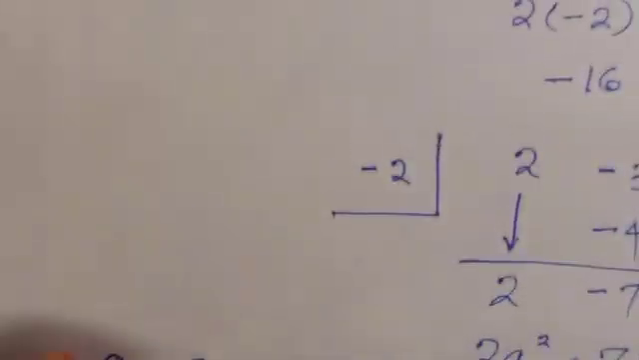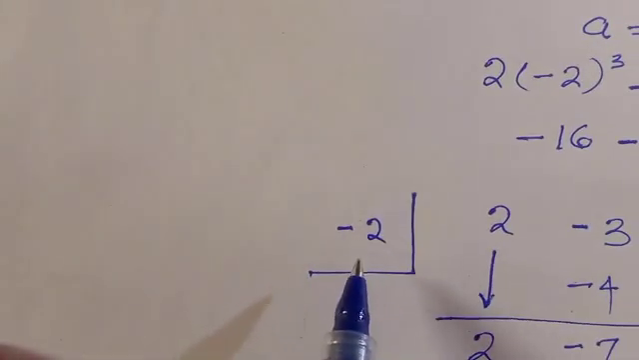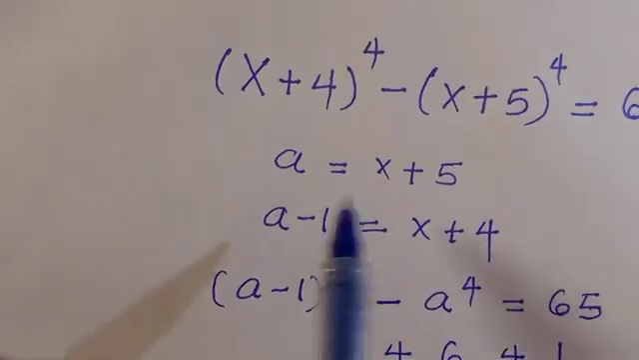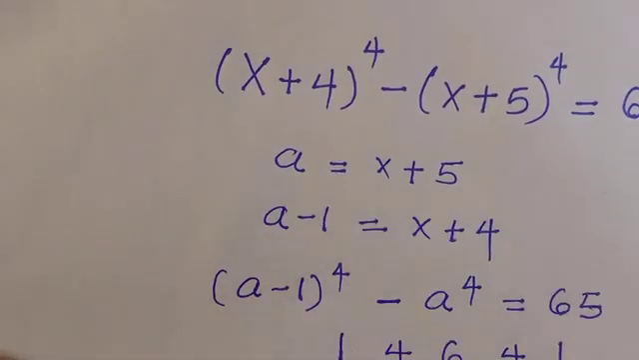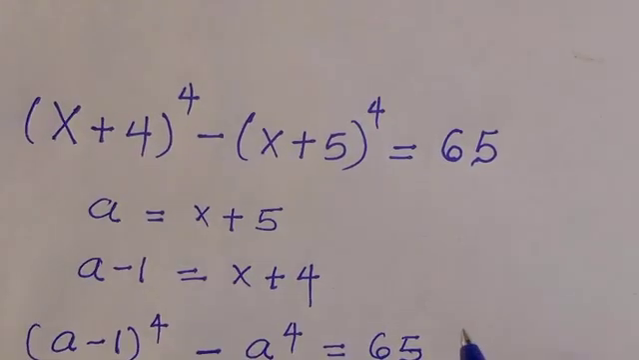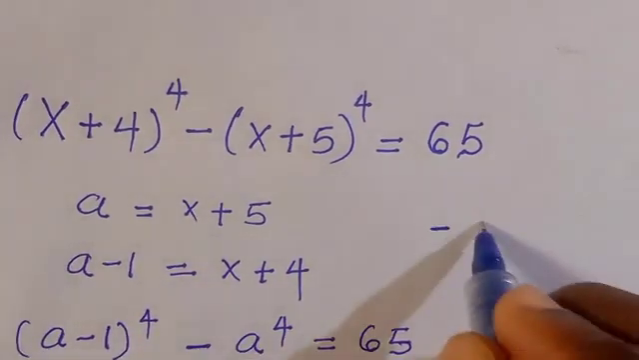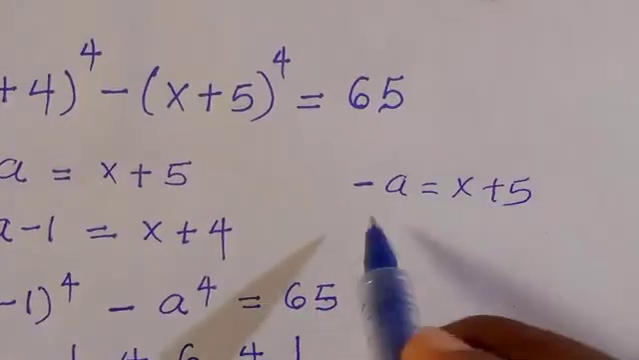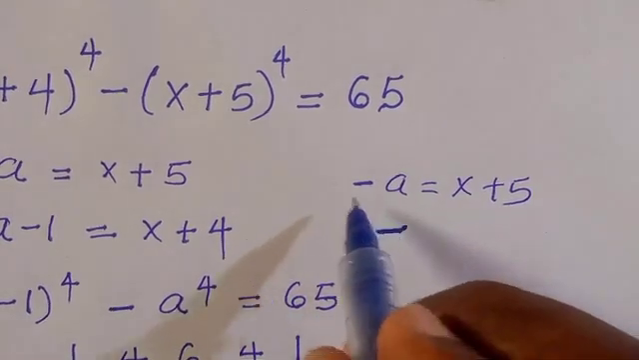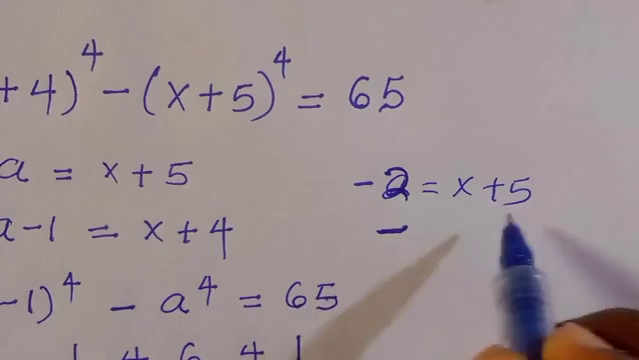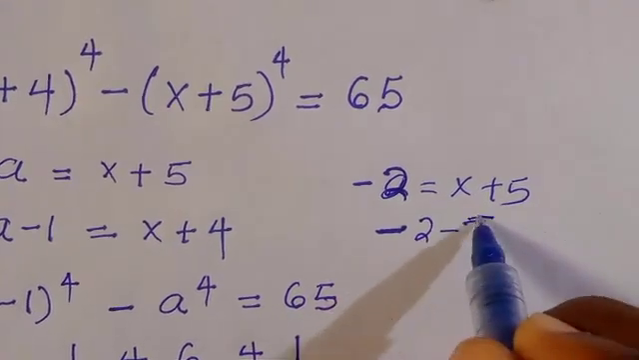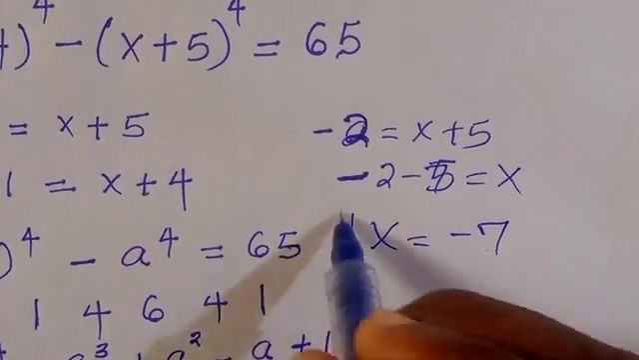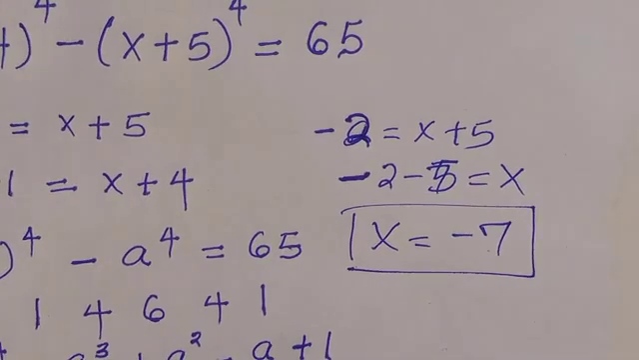And we have a, which is minus 2, but what we need is x. So we are going to record from here, which is a equals x plus 5, and at a equals minus 2, which is the real root, we substitute here, which is minus 2 equals x plus 5, and we transfer this, which is minus 2 minus 5 equals x, and we get x equals minus 7, which is the solution to this problem.